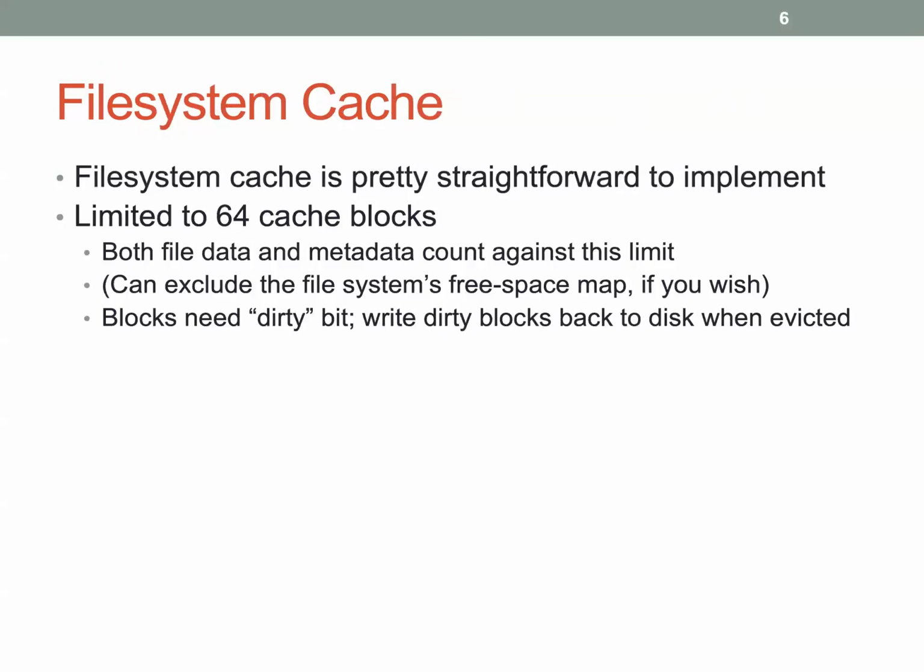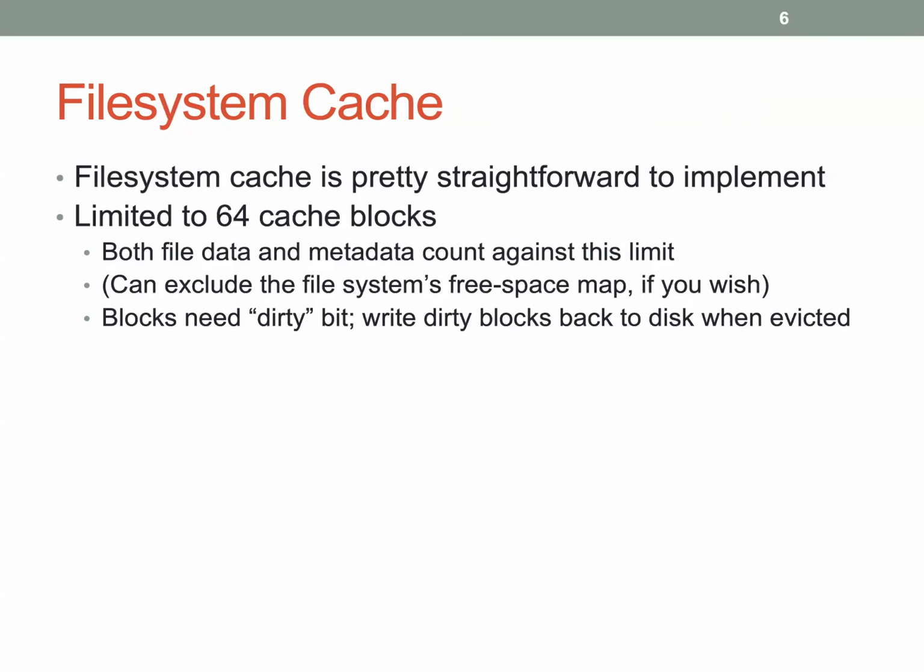You are given a specific size of the cache, 64 cache blocks, and I say on this slide, file data and metadata count against this limit. What do I mean by the metadata? Well, I mean the inode, the indexing structure that says what blocks to access in the file for a given logical offset from the start of the file.